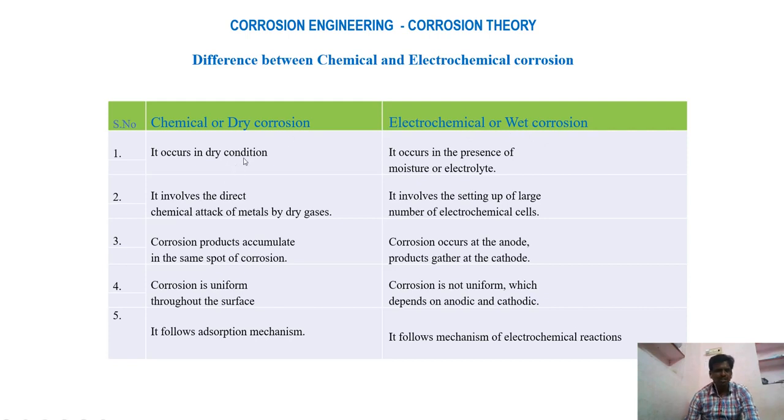So dry corrosion occurs in the absence of atmospheric moisture, and electrochemical or wet corrosion takes place in the presence of moisture or electrolyte. Dry corrosion involves direct chemical attack by the gases. Wet corrosion involves the setting up of a large number of electrolytic cells. In dry corrosion, corrosion products are deposited at the spot of corrosion. In wet corrosion, corrosion products can be deposited at the cathode. Here the cathode is uniform throughout the surface. Here the cathode is not uniform. It depends upon the nature of the anodic and cathodic metals. So dry corrosion follows the adsorption mechanism, but wet corrosion follows electrochemical reactions.